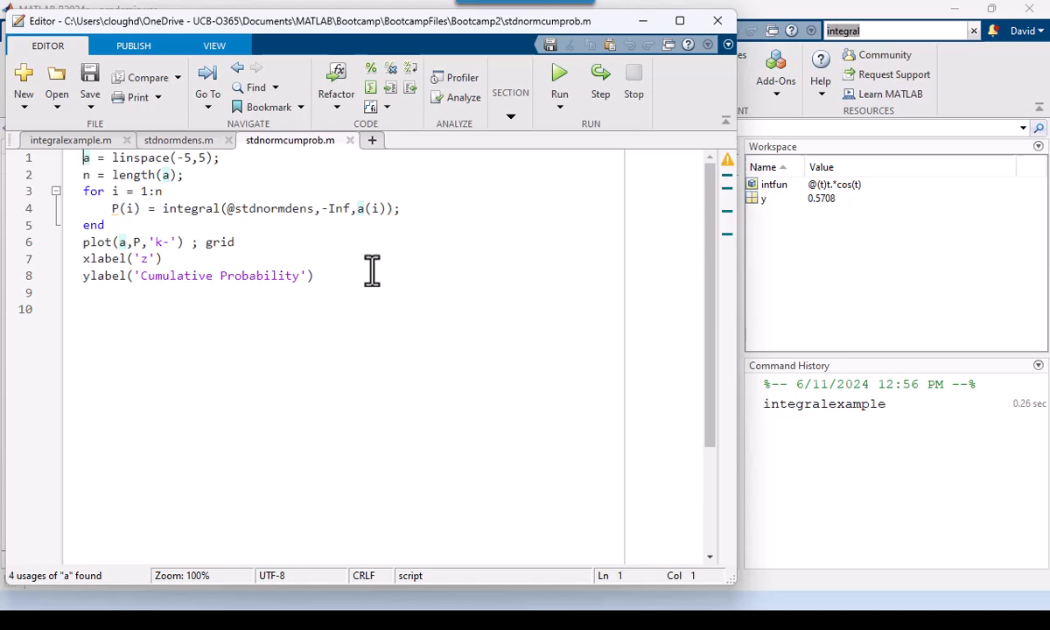And so what we're doing here is we're finding all the cumulative probabilities for values of A from -5 to 5. And then when we get that in the array P, we're going to make a plot of it and add a grid and some titles. So let's see what that looks like.